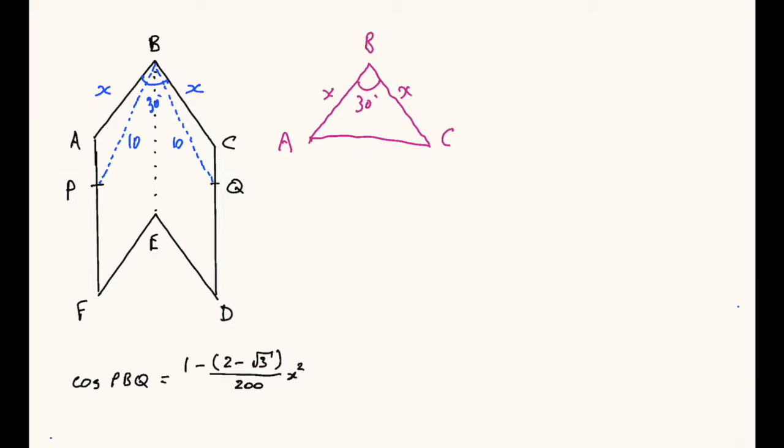What can we do with this? Well, I'm going to use the cosine rule, and from this I know that AC squared equals AB squared plus BC squared. Well, AB and BC are both x, so AB squared is x squared, BC squared is also x squared, so I can leave that like that. And then it's going to be 2 AB BC, so that's also going to be x squared, and then cos of 30 degrees.